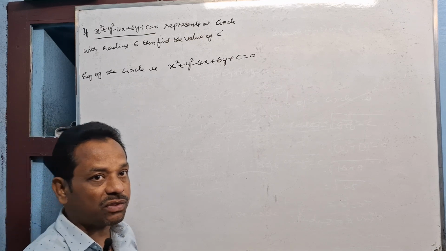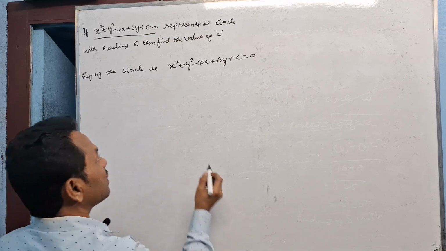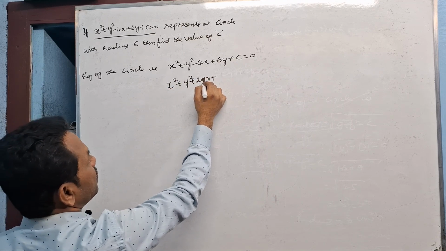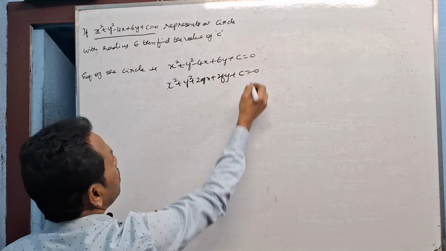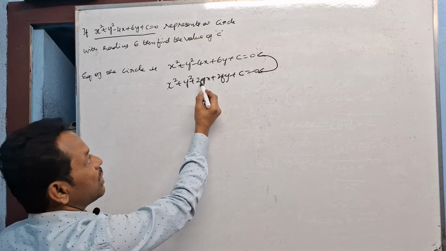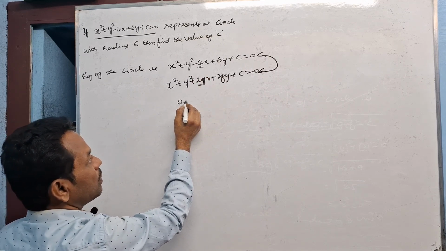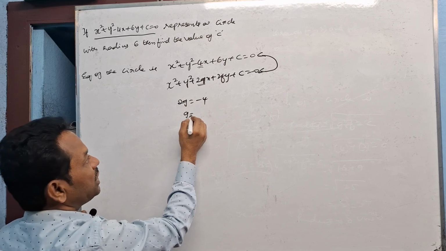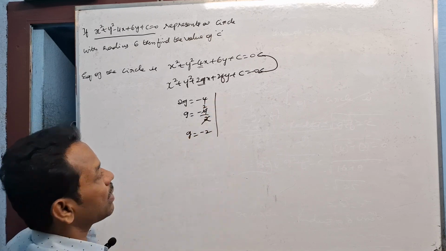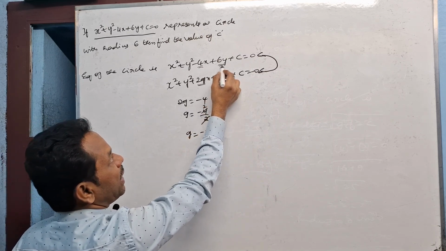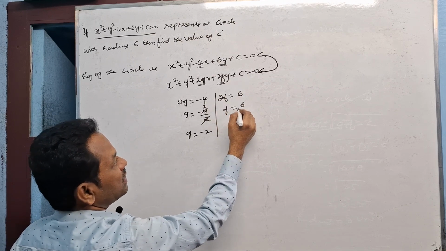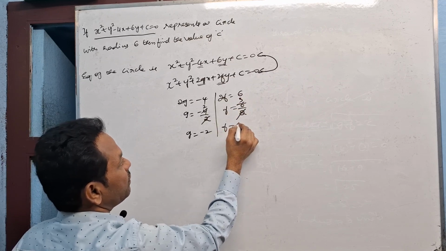Now let me compare this with the standard form, the general form of the circle, x square plus y square plus 2gx plus 2fy plus c equals 0. When I compare this with our equation of the circle, look at this. Here 2g equals -4, so the value of 2g is -4. Now g equals -4 by 2, so g equals -2. Similarly, 2f equals 6, so f equals 6 by 2, so f equals 3.